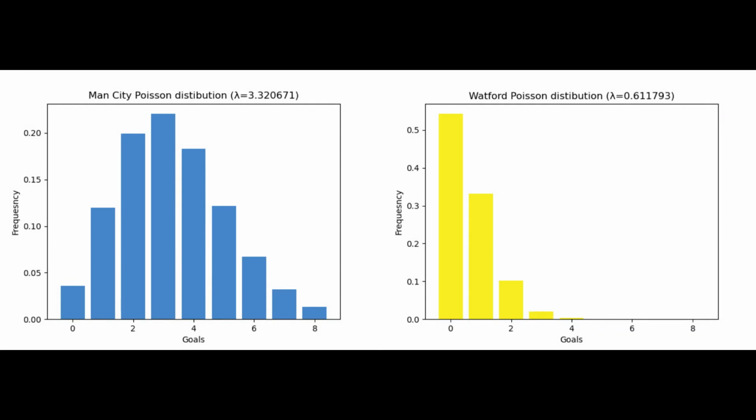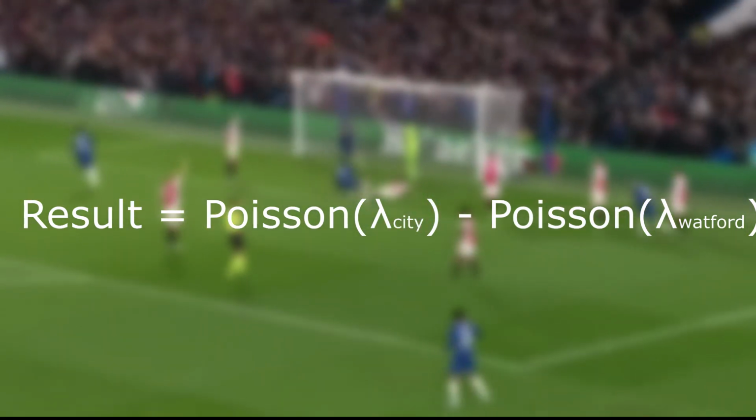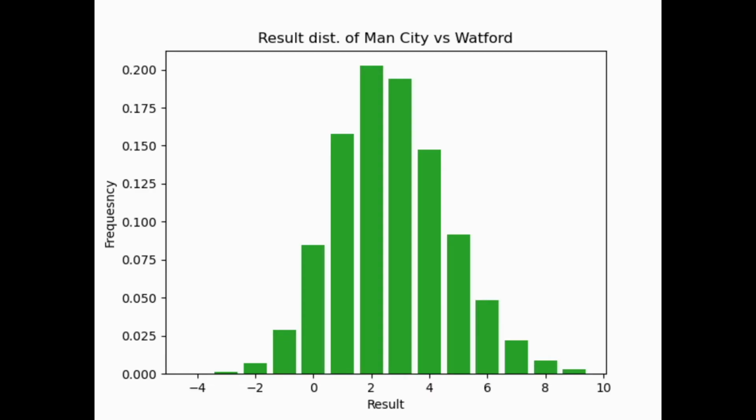Let's take a look at the Poisson distributions we elicited a few moments ago. This time, let's say result is equal to the distribution of the home team minus the distribution of the away team. And this gives us another distribution. This distribution has both the negative values as well as the positive values that result can take on. And it gives us the probabilities for each value as well.